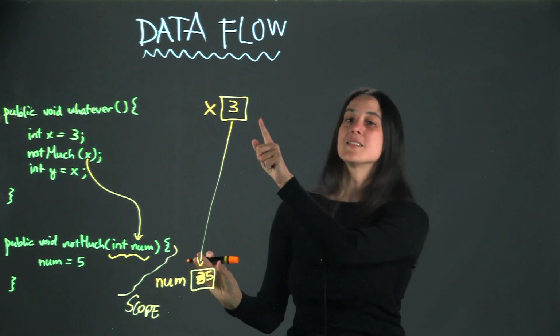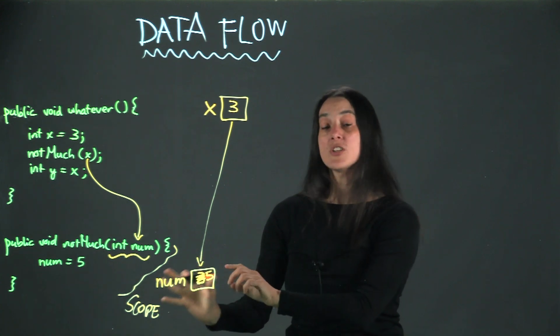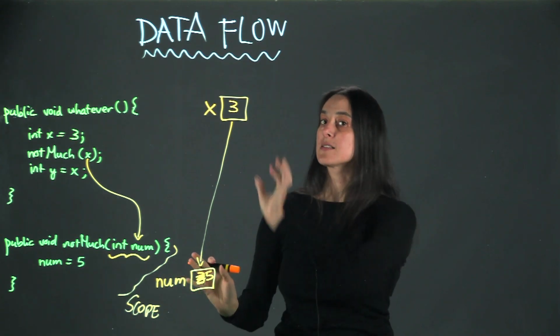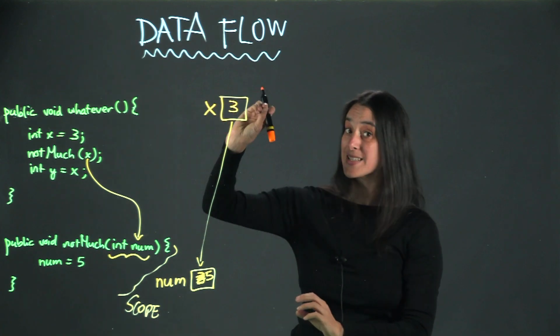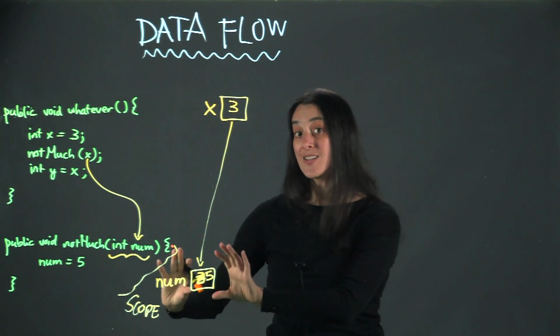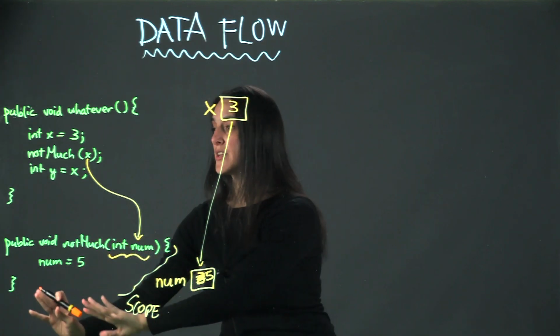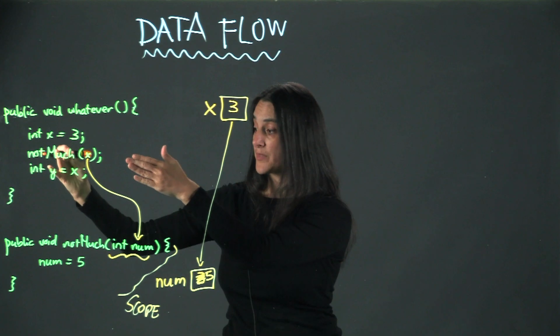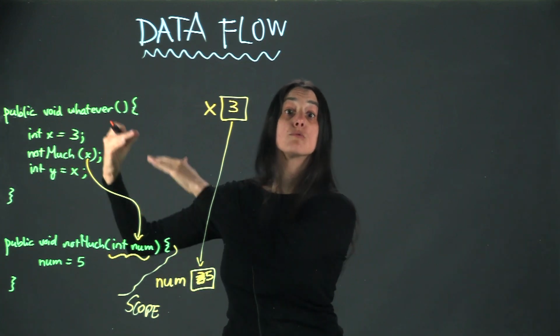Notice that x is not also changing. Num is changing locally within its scope, but there's nothing in here that says x also has to change. We have no pointer back to x. We are just changing num in here. As soon as this method ends, we go back up to the call site. It doesn't return a value, it just returns.